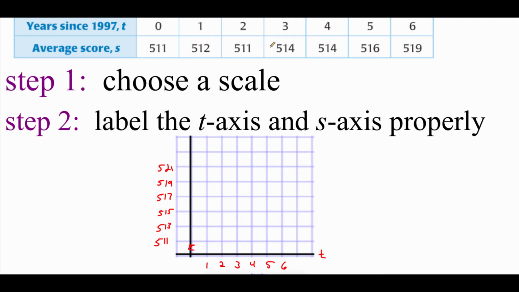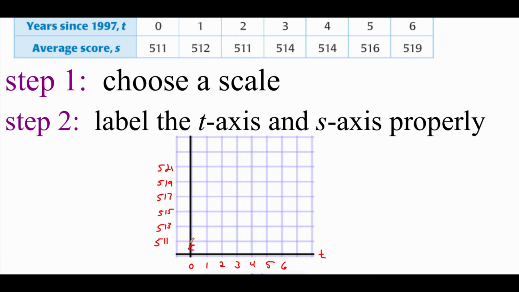Now we've got some even numbered values in here, so when we plot those out, we're just going to have to plot them out halfway between our numbers. So my first point is supposed to be at 0 and then 511. So 0 is going to be back here, and then this first point is supposed to be up at 511.